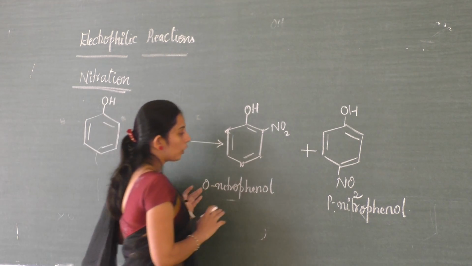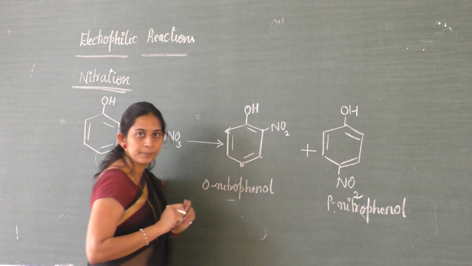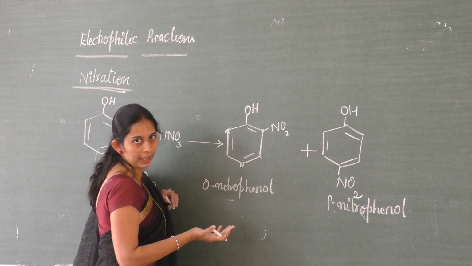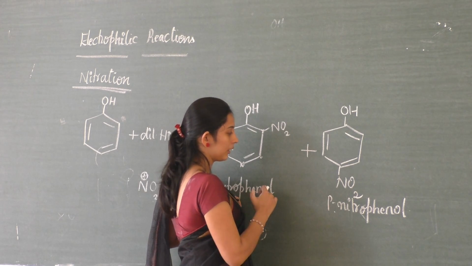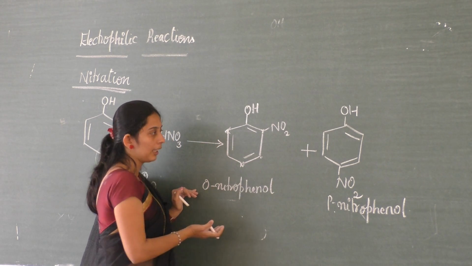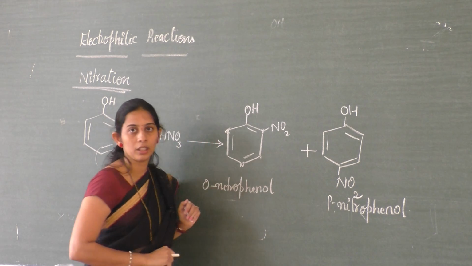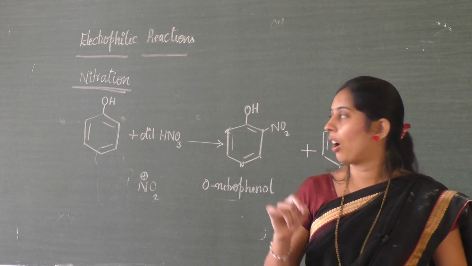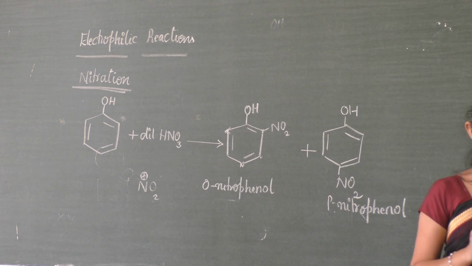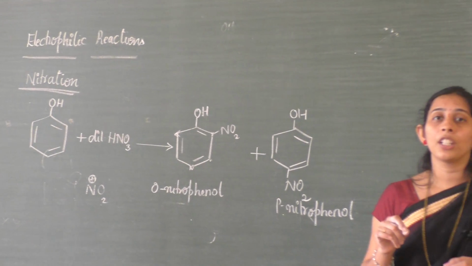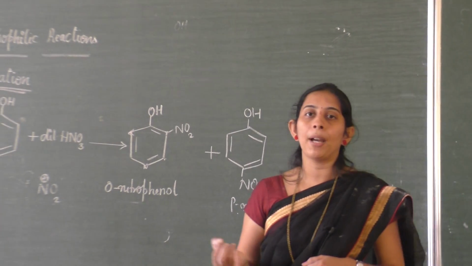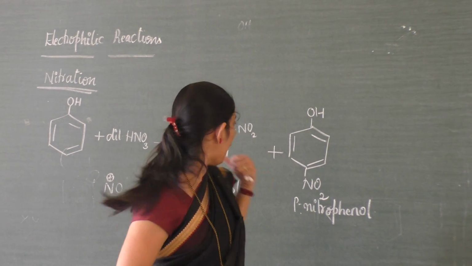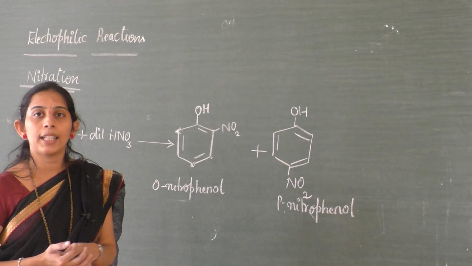So out of orthonitrophenol and paranitrophenol, orthonitrophenol is more volatile, or it is easily steam volatile compared to paranitrophenol. Give reason. What is the reason behind the volatility of orthonitrophenol and paranitrophenol, or why orthonitrophenol is more steam volatile compared to paranitrophenol? Give reason. 2 marks question. Why is orthonitrophenol more volatile?